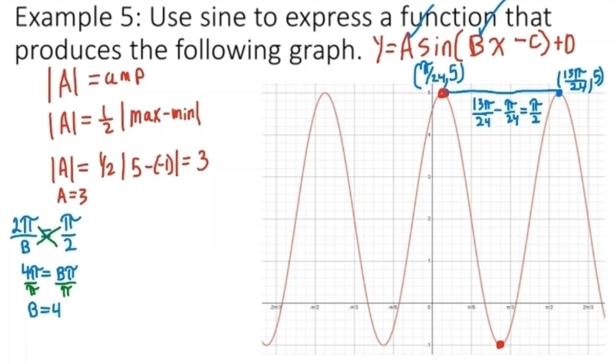D tells us where our midline will be. To help us find d, we're going to have to use the amplitude. Our amplitude measures the distance between the top of our wave to our midline.